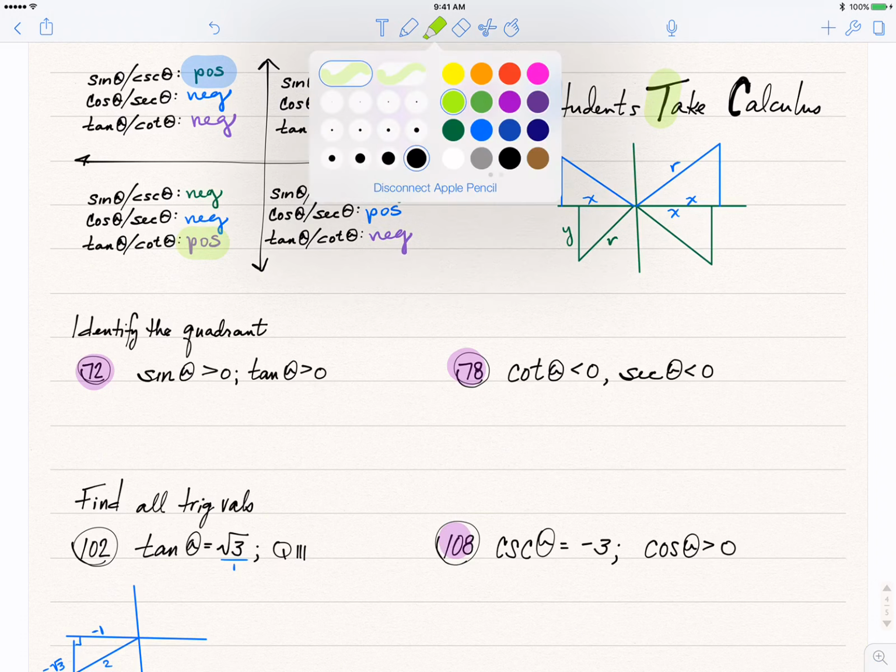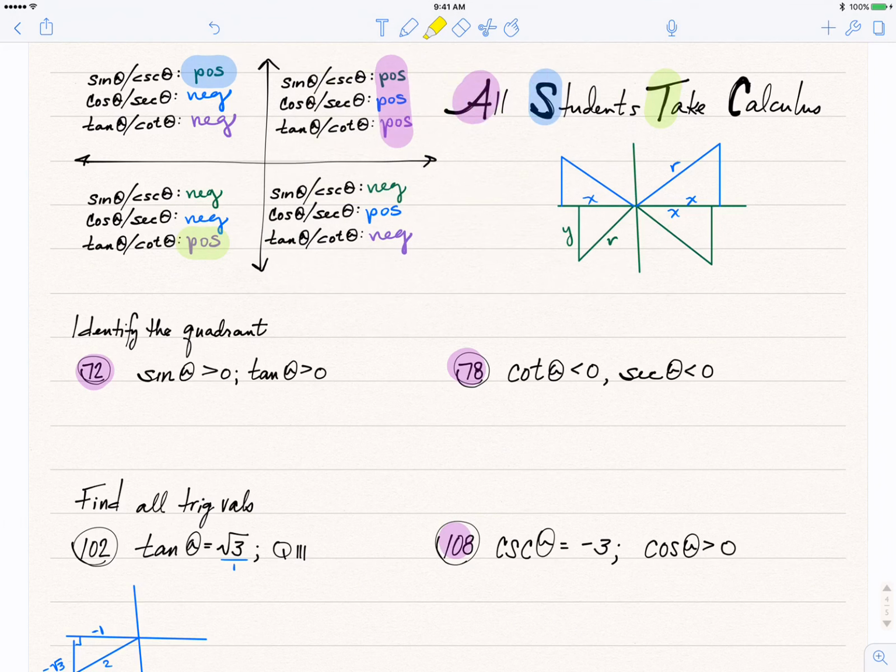And then lastly, let's see here, we'll use yellow. The C for calculus is going to be cosine being positive. So All Students Take Calculus is an acrostic that names what is positive. All in the first quadrant, only sine in the second quadrant, only tangent in the third quadrant, and only cosine in the fourth quadrant. Now, let's actually put this into practice and see how this might be useful.